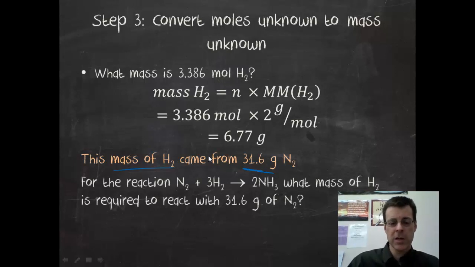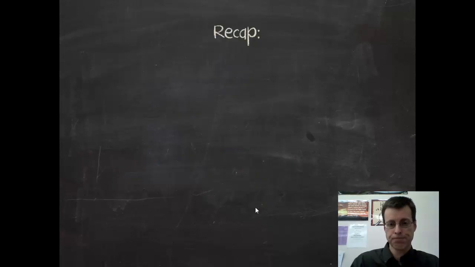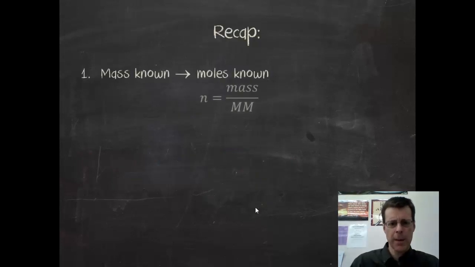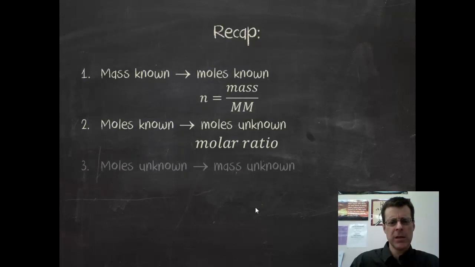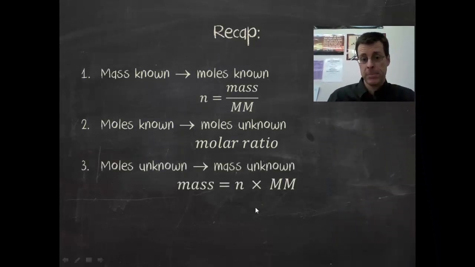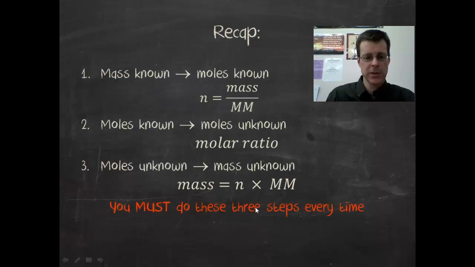Don't write this down, but that was the original question. What mass of hydrogen, which I now know, 6.77 grams, is required to react with 31.6 grams of nitrogen. So, quick little recap. These are the steps that we're going to have to do every single time. Pause it, write it down if you need to, but you probably already have those steps. We're going to do the same things every single time. I'm getting a little bit tight for time though. You have to do those steps every time.